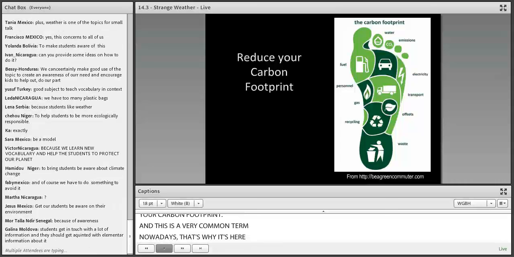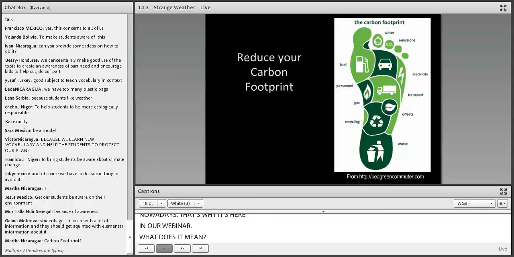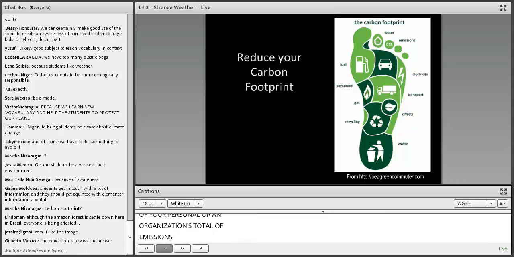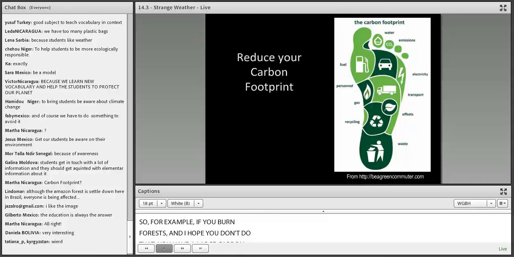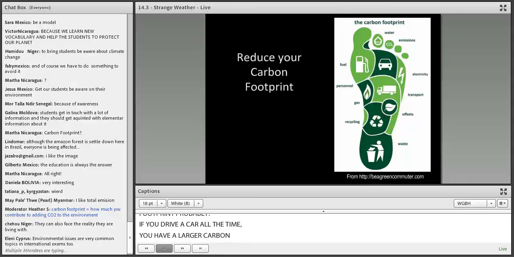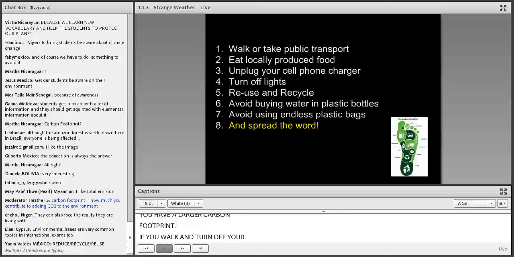What does it mean? Carbon footprint is the measure of your personal or an organization's total of emissions. That is, what do you do to contribute negatively to global warming? So, for example, if you burn forests, and I hope you don't do that, you have a large carbon footprint, probably. If you drive a car all the time, you have a larger carbon footprint. If you walk and turn off your lights, turn off the electricity, if you do all these things, you have a smaller carbon footprint.